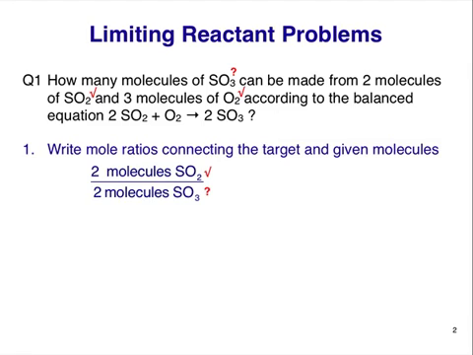Where do these numbers in the mole ratio come from? They come from the balanced chemical equation. This 2 is the coefficient before the SO2, and this 2 is the coefficient before the SO3.